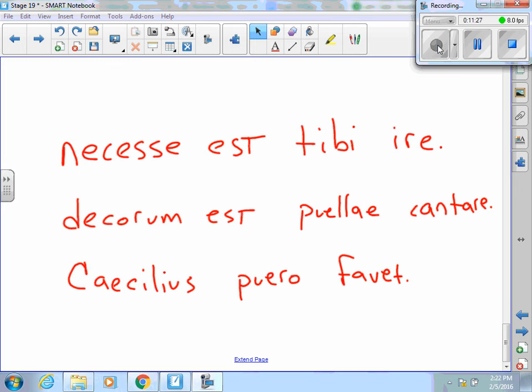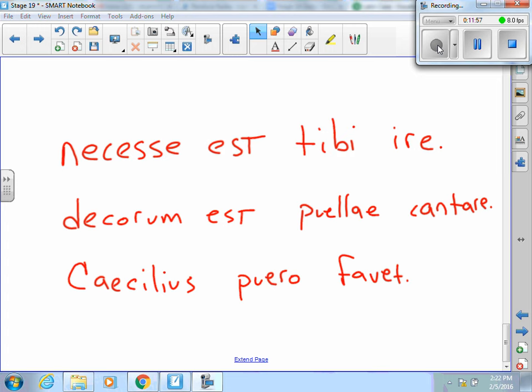Anytime I get a necesse est or decorum est, I'm going to use the dative. Necesse est tibi ire. It is necessary for you to go. Tibi is dative. Decorum est puellae cantare. It is fitting for the girl to sing. Puellae is dative. Caecilius favet puero, Caecilius favors the boy. Here we would expect to get an accusative, puerum, but we don't. We get the dative puero because faveo takes the dative. So those are the special ways to use the dative.